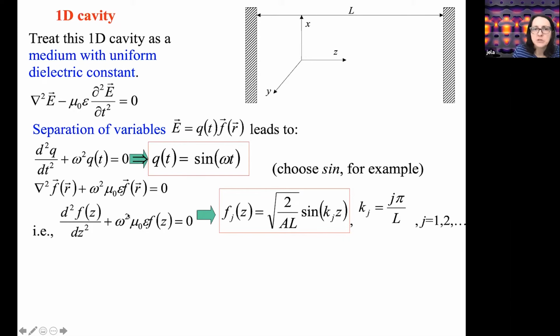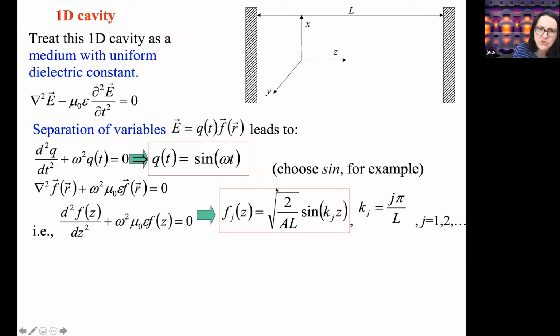And then the spatially dependent part would have a solution in the form of standing waves. And here you have some function sine of k_j z, where k_j is equal to j, an integer, times pi over L. L is the distance between mirrors, and j would correspond to the order of the mode we're exciting. So clearly we can fit some integer number of half wavelengths here, right? And then j would correspond to the number of half wavelengths that you're fitting between mirrors.